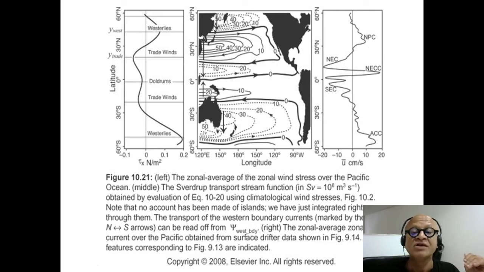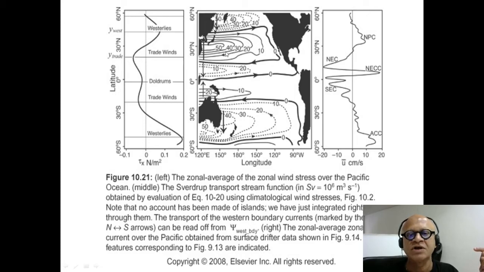Where does it separate? Obviously, we can use the wind stress curl to see that the separation happens where the wind stress curl changes sign, which means it goes from one sign to the other, which means it's zero. So where the wind stress curl goes to zero, the gyres become separated.